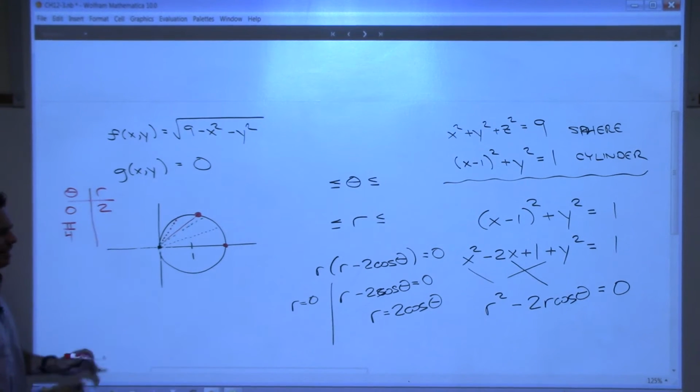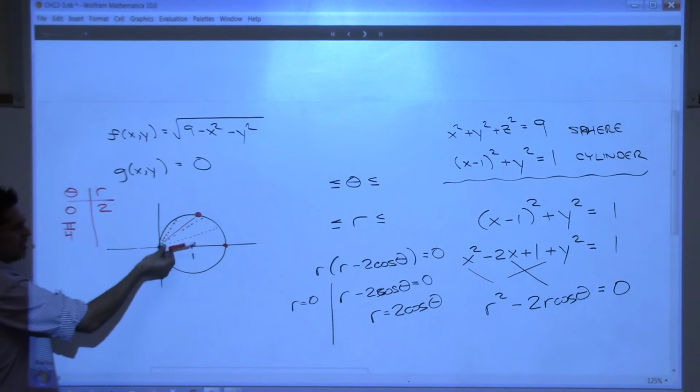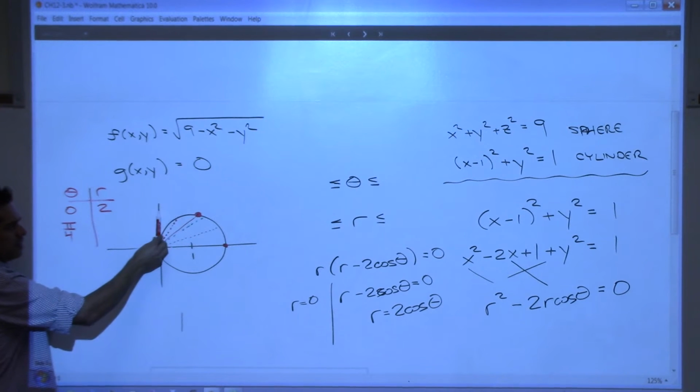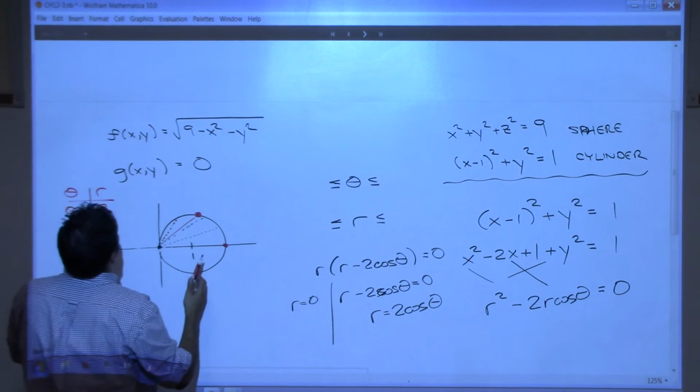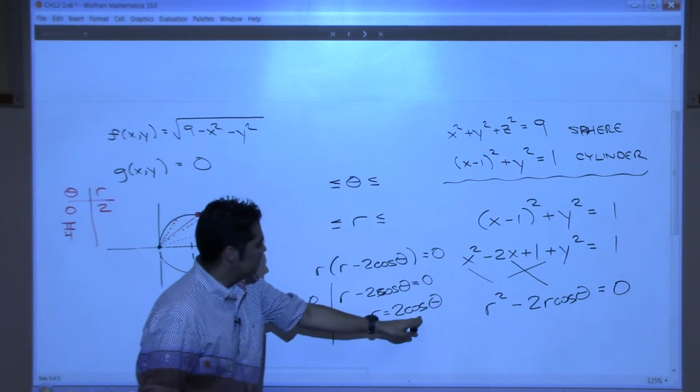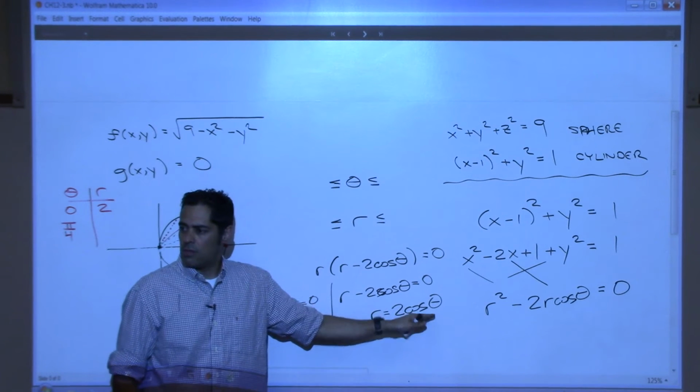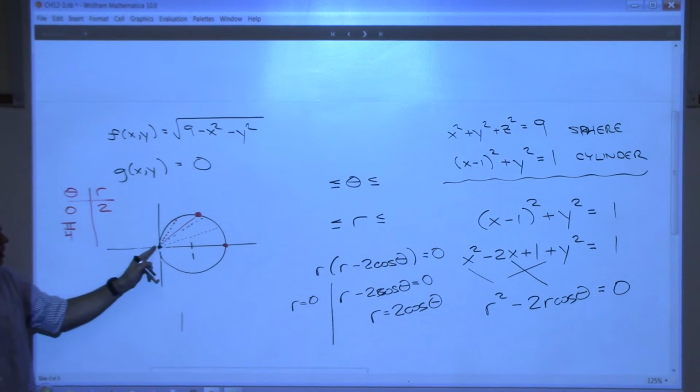What would happen, and this is kind of an absurd case, but what happens if my angle is pi over 2? So I'm aiming straight up and I'm saying, okay, how far do I walk out? Cosine of pi over 2 is 0, so it says don't go anywhere. So guess where you are? Right here. Got it?